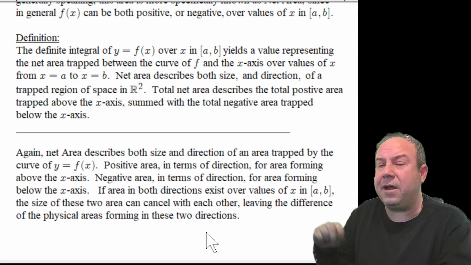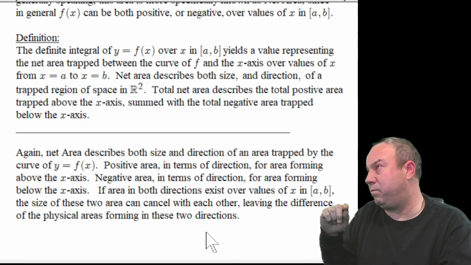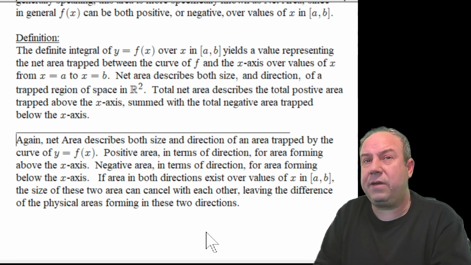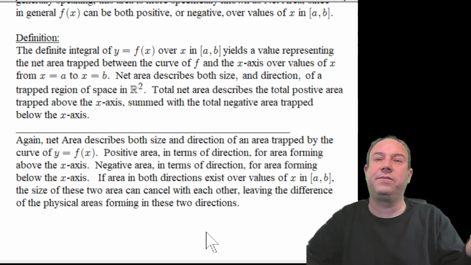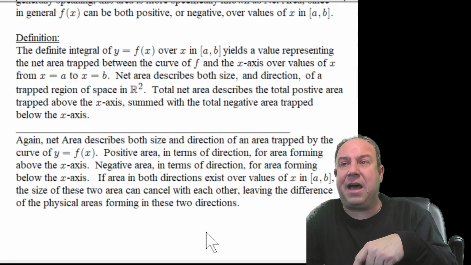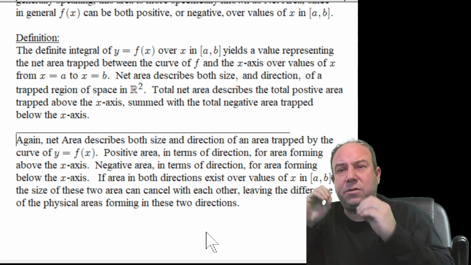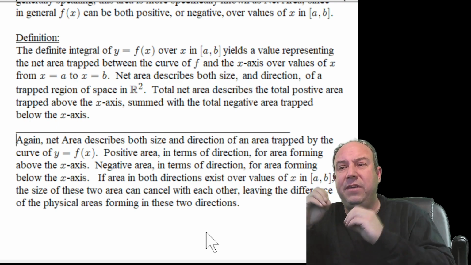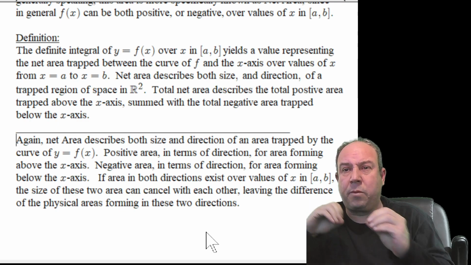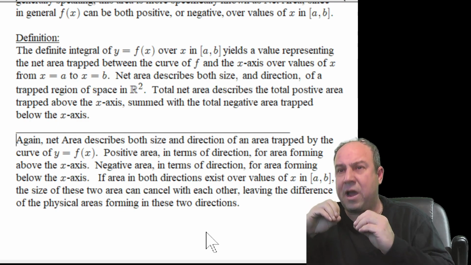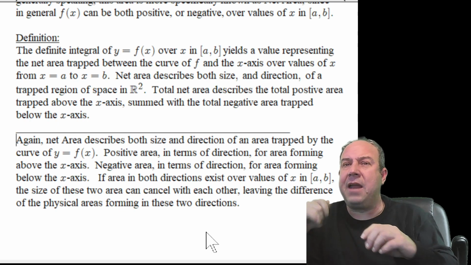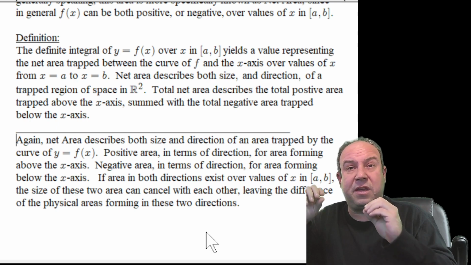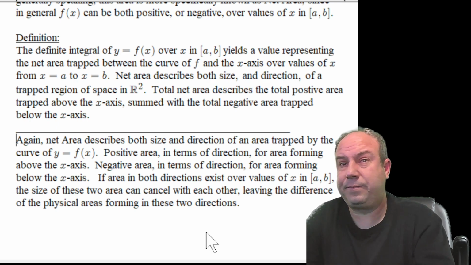Where we are looking at area that forms in two directions, either above or below the x-axis, you will get positive values for areas above and negative values for areas below, and when totaled, they will start to cancel with each other at times, right? Leaving the difference of the physical areas forming in these two different directions. And if a negative area is bigger than a positive area, we would actually end up with a negative total net area.